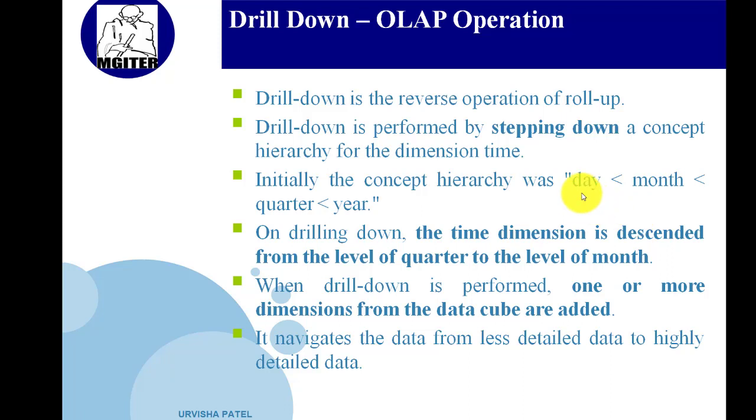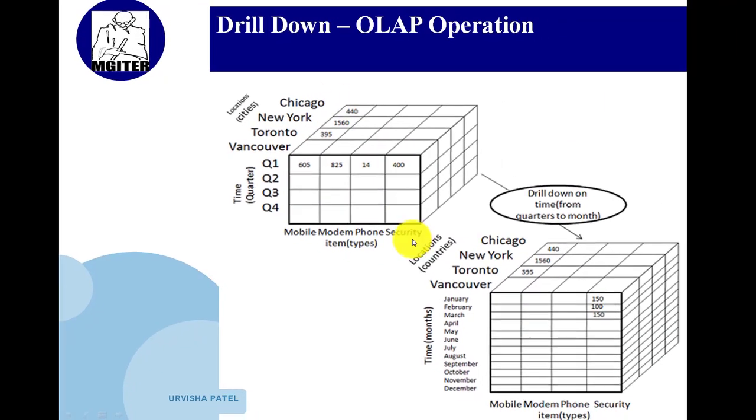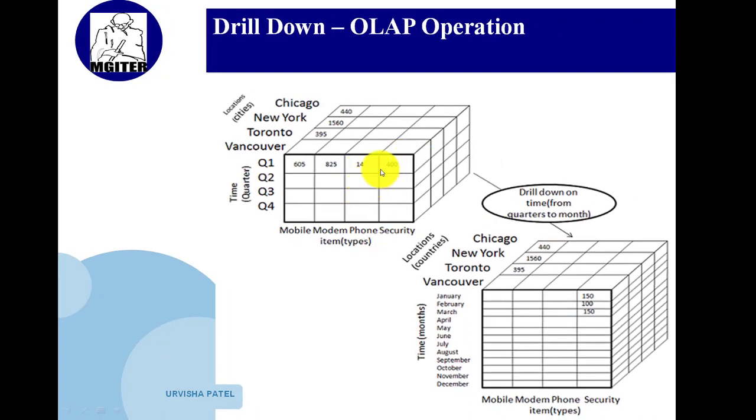This is the concept hierarchy of time: day, month, quarter and year. Stepping down means we are converting year to quarter, quarter to month and month to day. On drilling down operation, the time dimension is descended from the level of quarter to level of month. This is our main cube. Here we are applying drill down operation on time dimension and we are converting quarter to month.